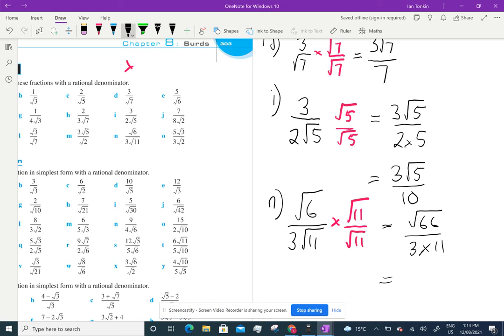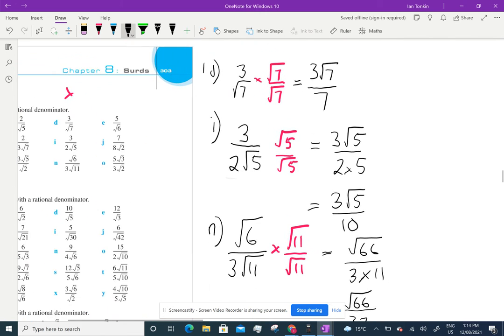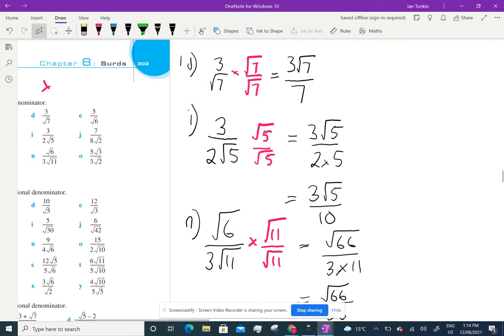Now, root 66, I don't think I can bring root 66 down. I don't think there's anything that I can cancel out of root 66, so that stays. And 3 times 11 is 33. All right, now when we get to question 2, we're going to get some cancelling here.